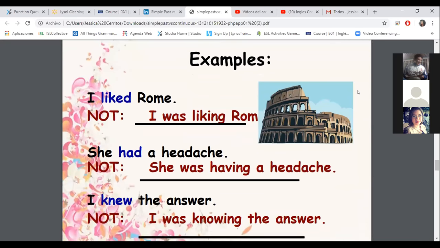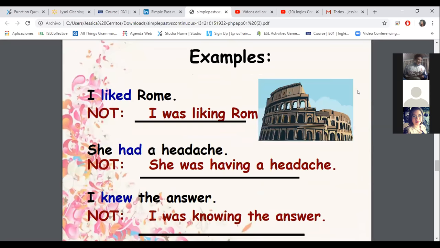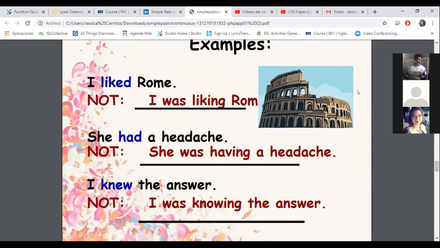Let's see, Anna, Edith, can you read these examples, please? I like rum. I was liking rum. Okay.